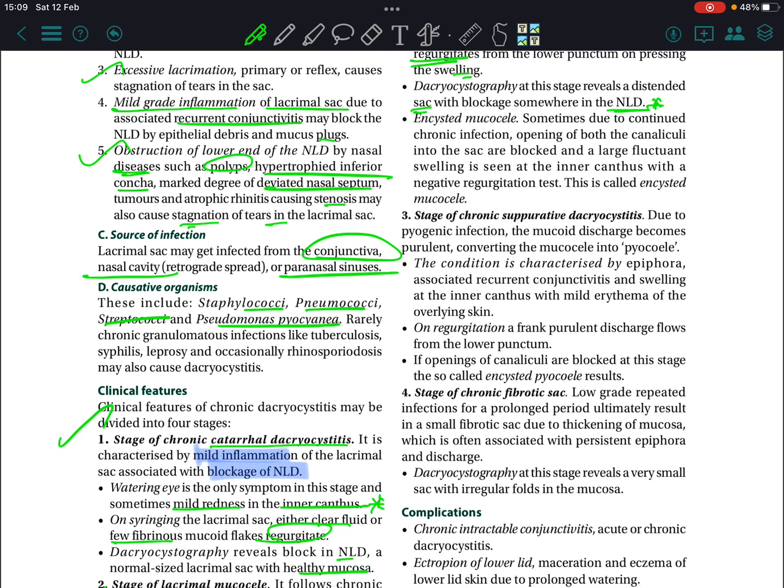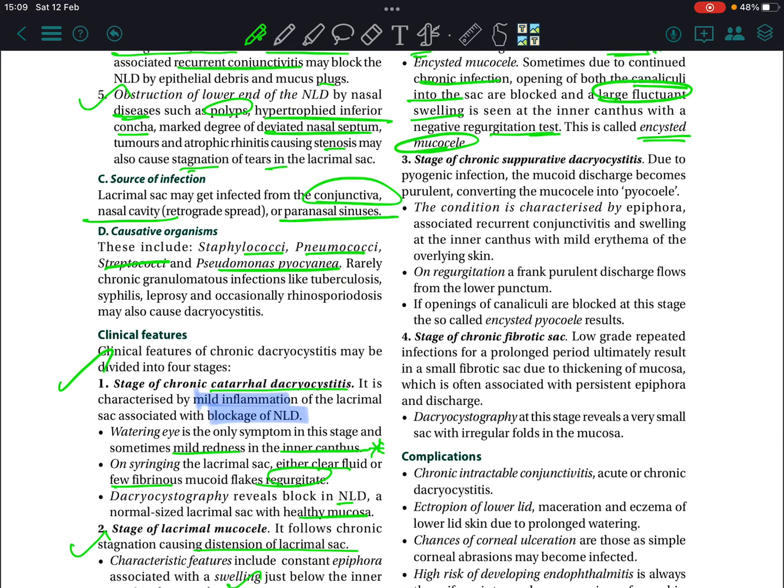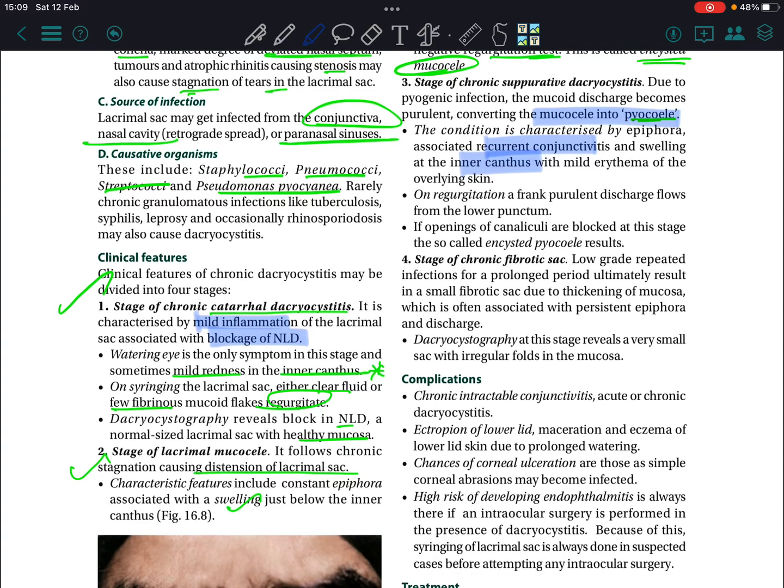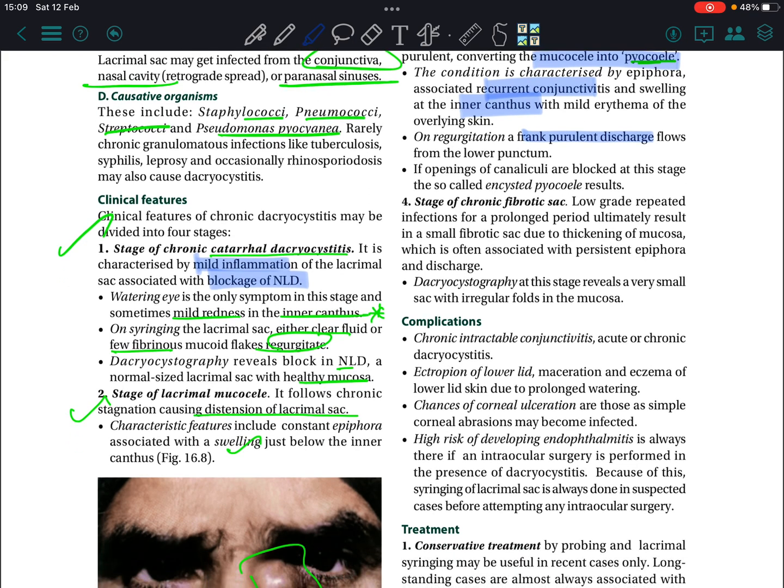Encysted mucocele: sometimes, due to continued chronic infection, the openings of both canaliculi into the sac are blocked, and a large fluctuant swelling is seen in the inner canthus with negative regurgitation. This is called encysted mucocele. Stage of chronic suppurative dacryocystitis: due to pyogenic infection, the mucoid discharge becomes purulent, converting the mucocele into a pyocele. The condition is characterized by epiphora associated with recurrent conjunctivitis, swelling at the inner canthus, and mild erythema over the overlying skin. On regurgitation, frank purulent discharge flows over the lower lid. If the openings of the canaliculi get blocked at this stage, it is called encysted pyocele.